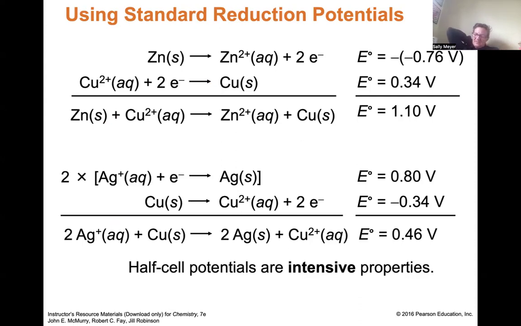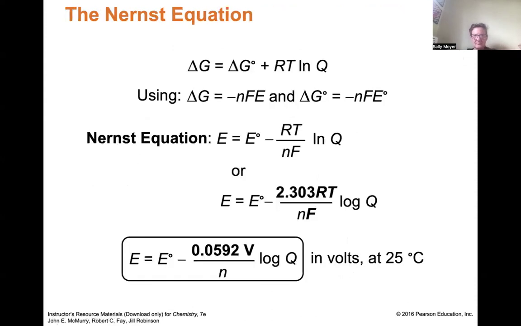And so cell potentials are intensive properties, so they're independent of how much. You want to think of them as a tendency for something to happen. So you don't worry about how you've multiplied the reaction. There's a tendency for silver to pick up electrons to form silver solid when it's next to copper solid, which has a tendency to give up electrons in that situation. So even though we multiplied the silver half reaction by 2, we do not multiply the cell potential by 2.